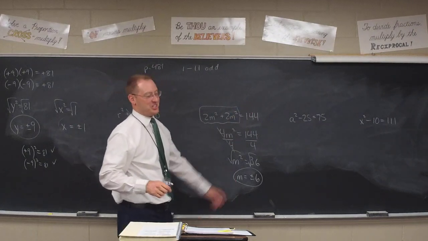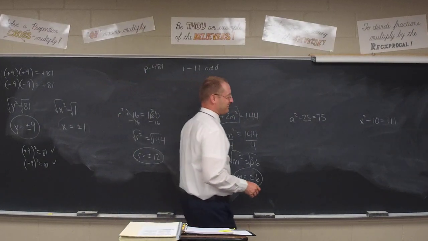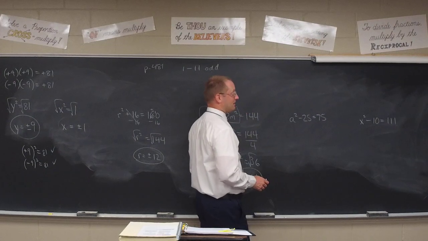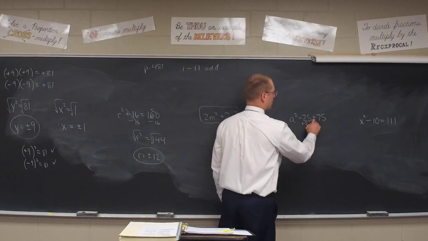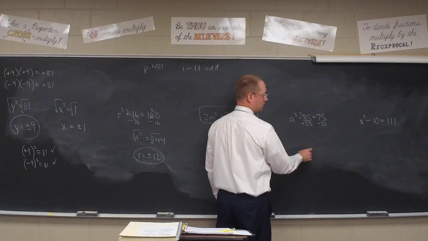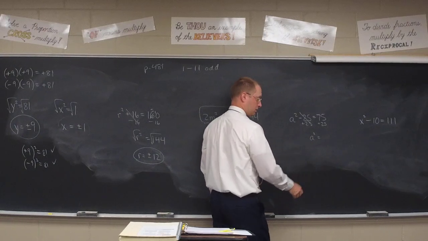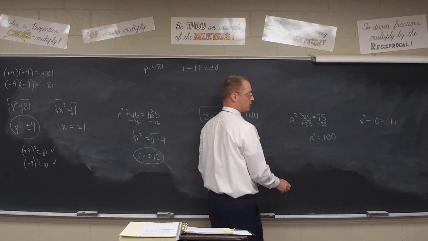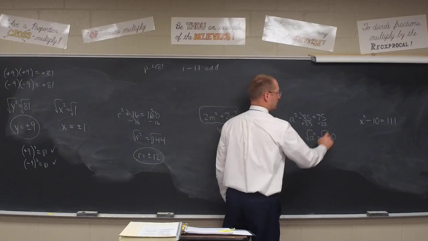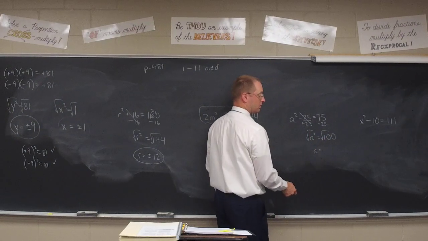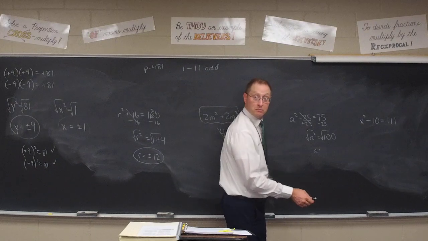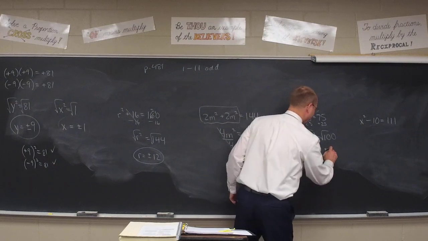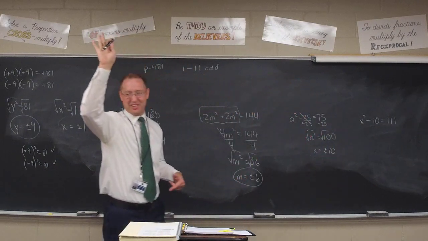All right, go to the next one. Joel, what do we need to do? You need to add 25 to both sides, and then you get a squared equals 100, and then you get the square root of 100. a equals 10. Positive negative. There we go. How many had these answers on number 9?